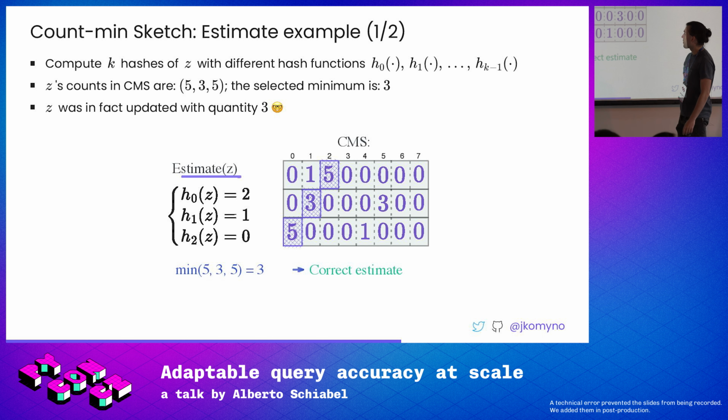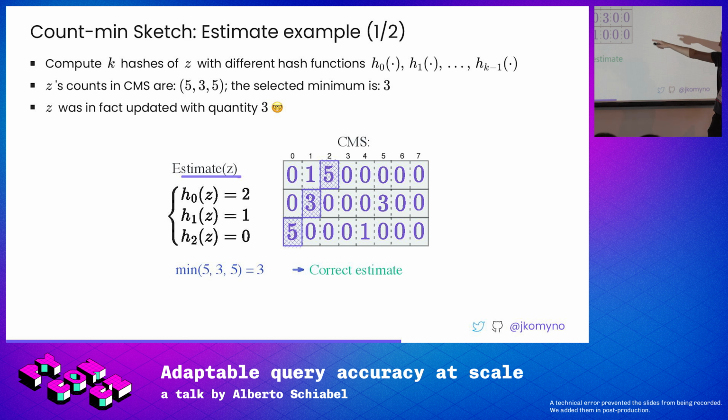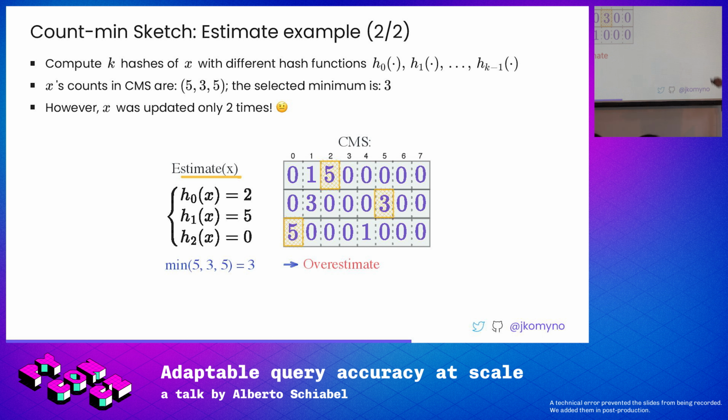So what happens in this case? We have z, we apply the hashes, and we see that at row 0 we need the second position, row 1 the first position, row 2 the 0th position. We take those values 5, 3, and 5, compute the minimum, which is 3, and that's the correct estimate, because before we said that the frequency of z was 3. And what happens if we try to estimate x? Well, we repeat the process, 5, 3, and 5, and we get an overestimate, because x was, I believe, 2.